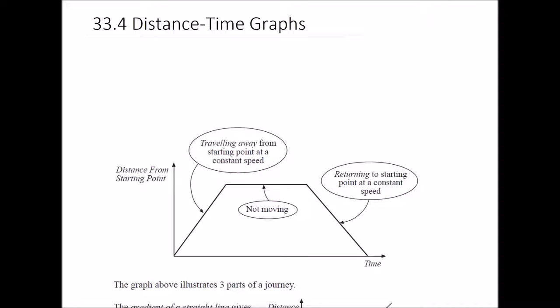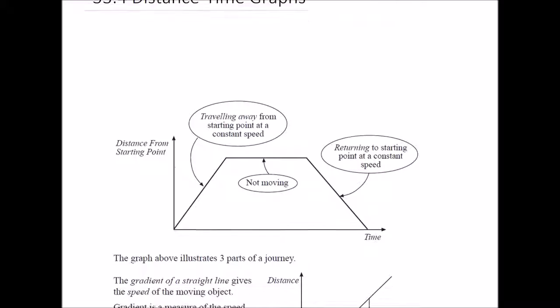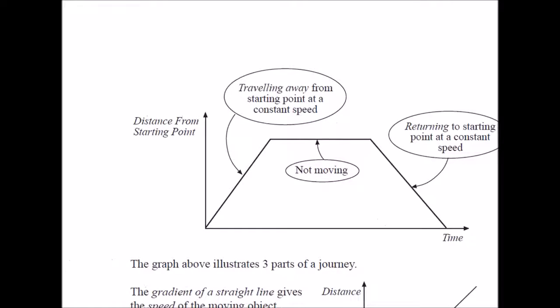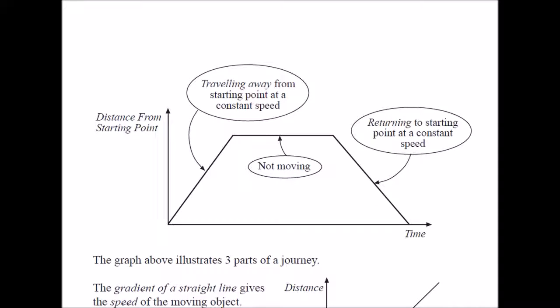Hello everybody, in this video we're going to be looking at distance time graphs. Distance time graphs are all very similar to each other. The axes are always the same. We always have time going along the bottom here and distance going up there like that, okay?